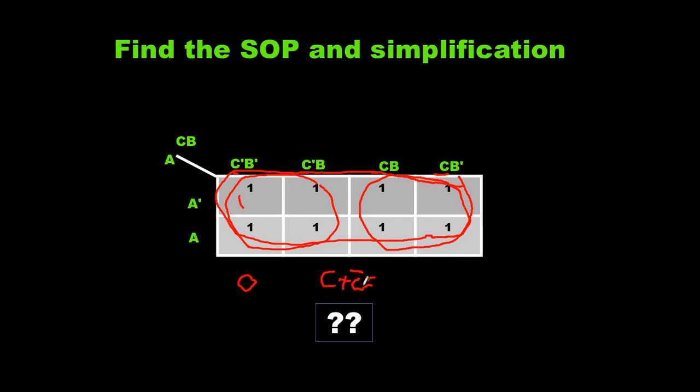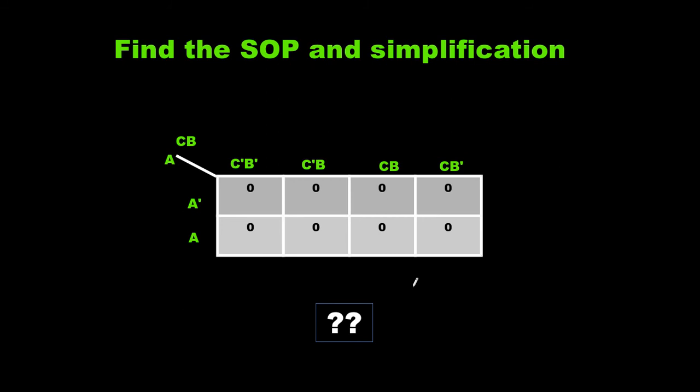What about this? I don't have any ones to group. So it equals 0. No ones. Now, four variables. I have A, B, C, D. So I need 2 to the power 4, let's say rows or cells.